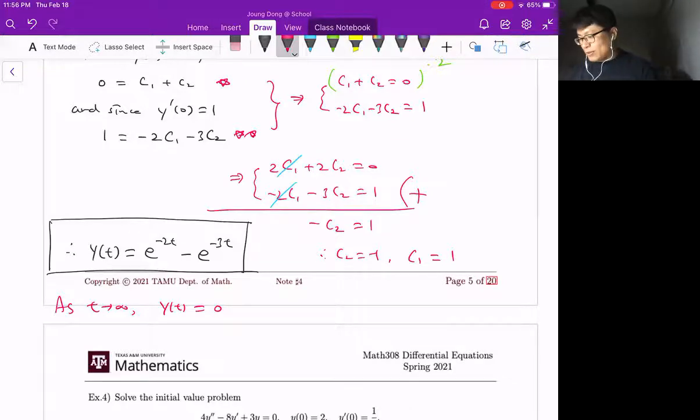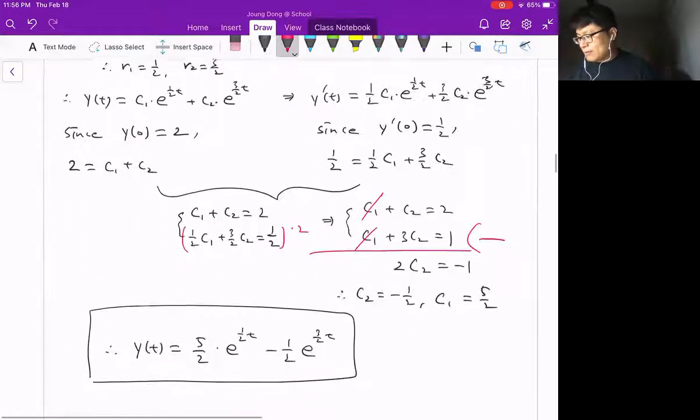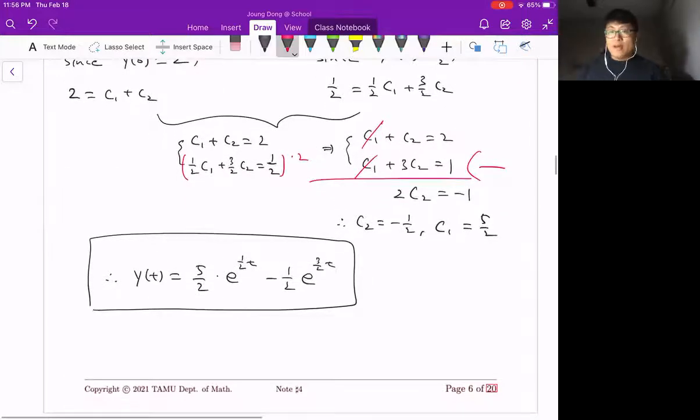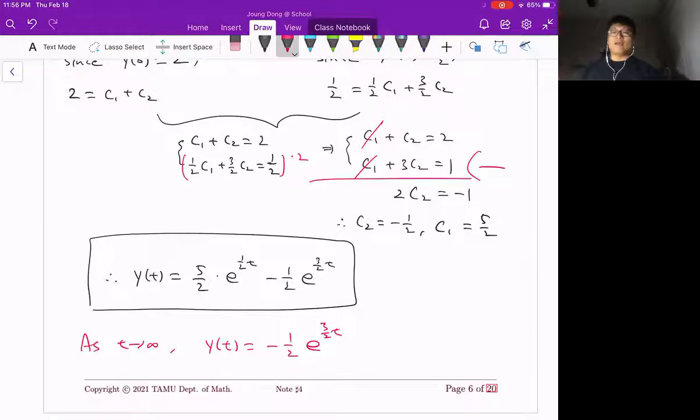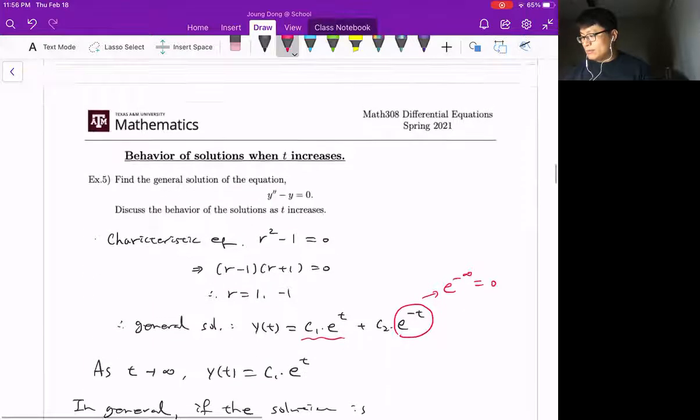So what about the next one? Look at this one. Both powers are positive, but as I told you, 3/2 is bigger than 1/2, so your second term will dominate your whole solution. So we can say when t goes to infinity, your y(t) will be almost there. But definitely your t must be a very, very big number. And do we have more? I think that's it, right?